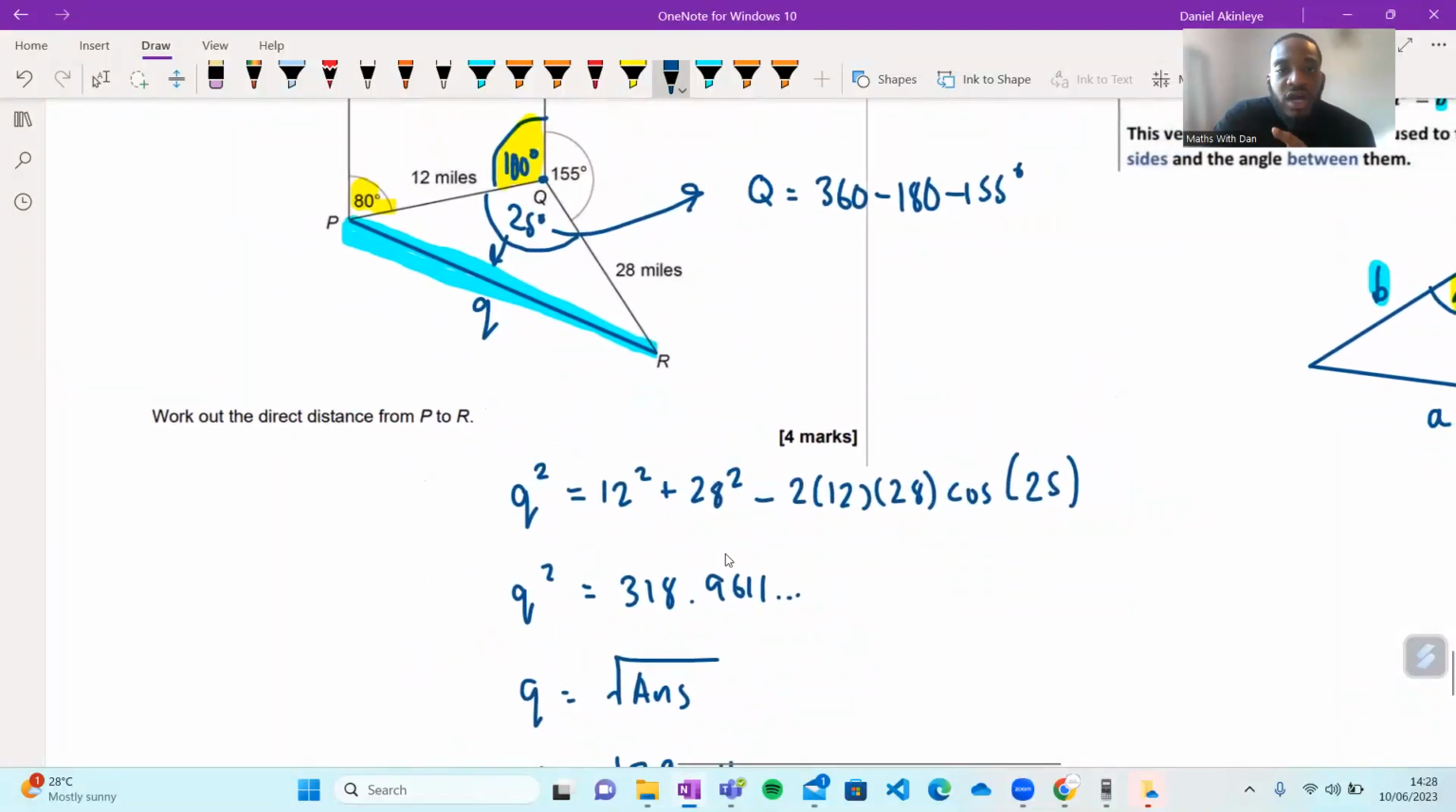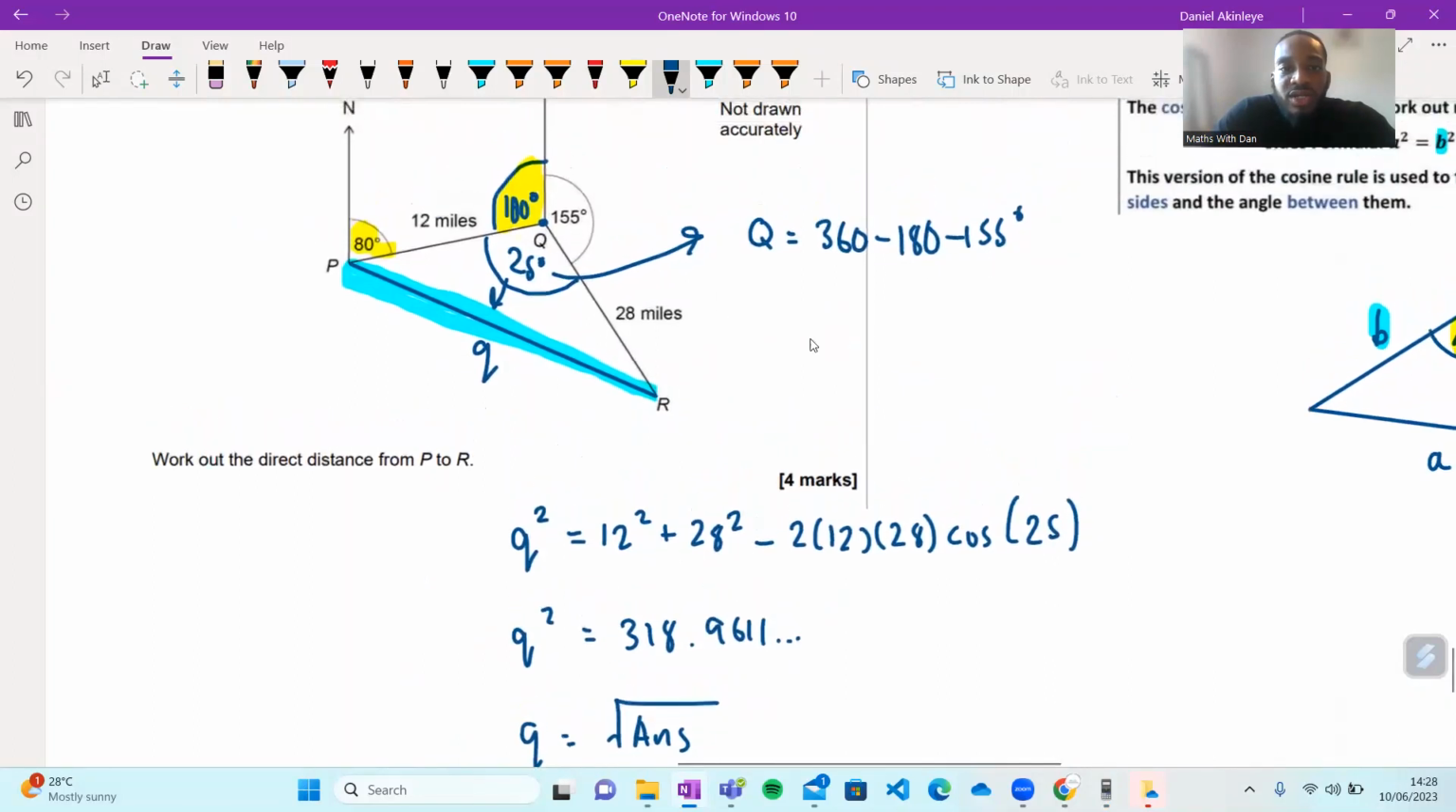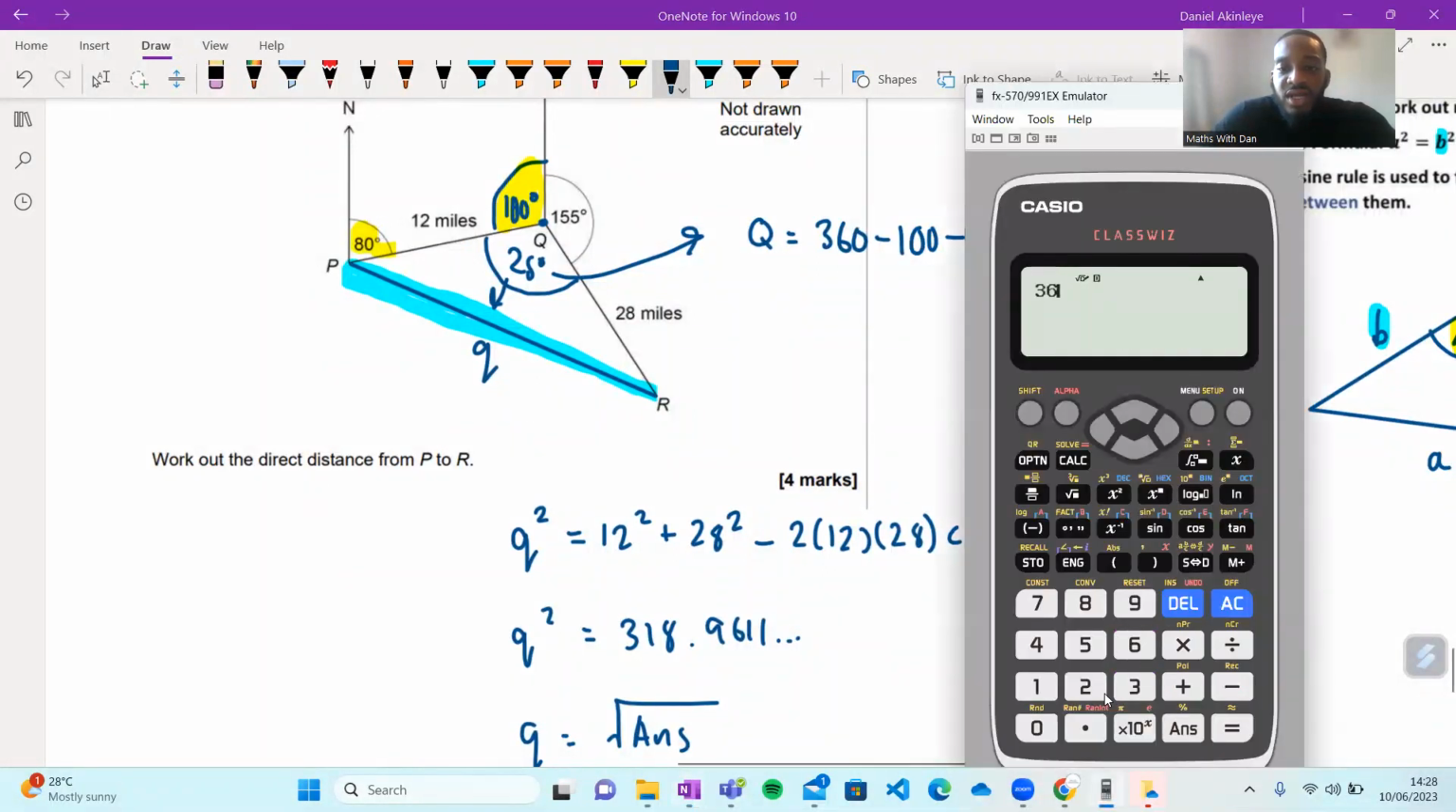Oops, I just realized something. I actually used the wrong angle here. I put 155 here, but this should be 100. That will change the angle. So let me do 360 minus 100, minus 100, minus 155, and that should give you 105. To be fair, I did think the angle was a bit small.